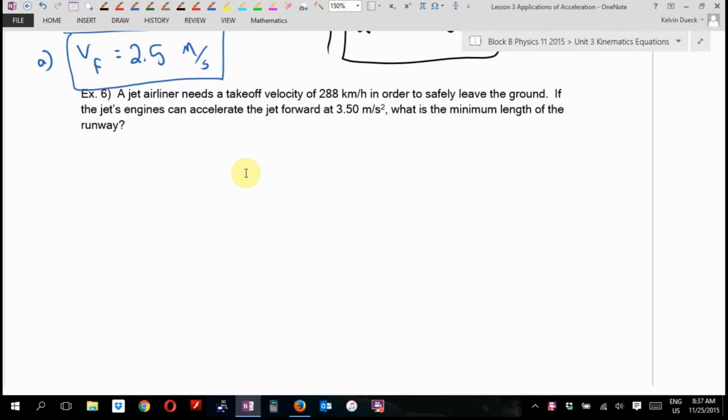A jet airliner needs a takeoff velocity of 288 kilometers an hour in order to safely leave the ground. It does, turns out. If the jet's engines can accelerate the jet forward at 3.5 meters per second squared, what's the minimum length of the runway? Okay. What's this question asking me to find?